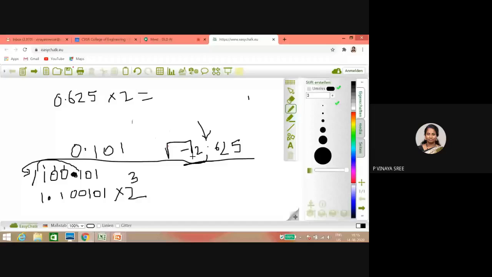So in this representation we have a sign. Can anyone tell me what 0 is and what 1 is in the sign bit? Go for signed magnitude representation. In signed magnitude representation, if it is plus 12, it will be 0, 1, 1, 0, 0. If it is minus 12, it will be represented as 1, 1, 1, 0, 0. One bit is for the sign.